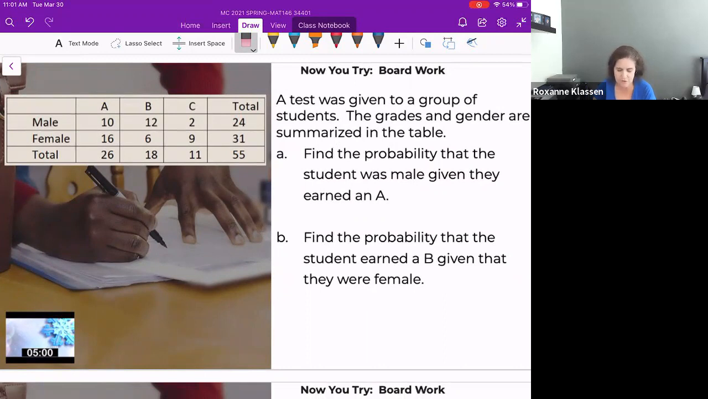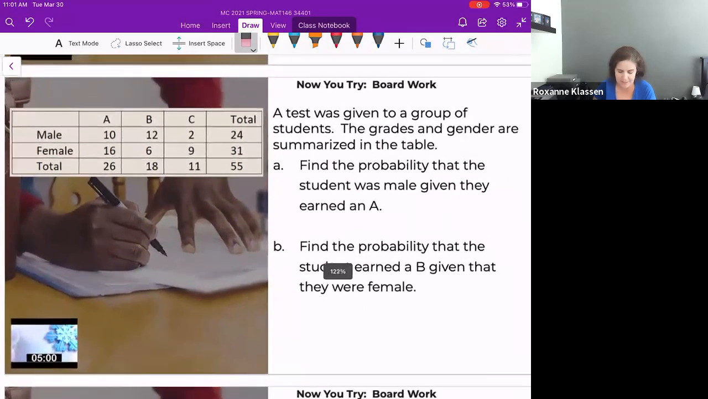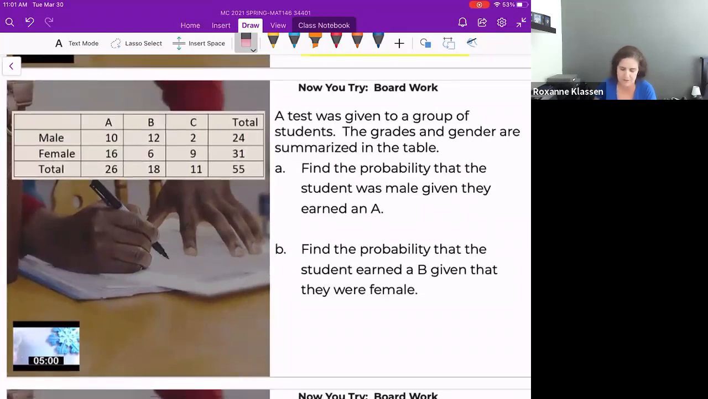So a test was given to a group of students. The grades and gender are summarized in the table. Find the probability that the student was male given they earned an A. Find the probability that the student earned a B given they were female.